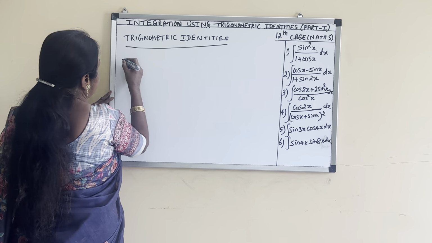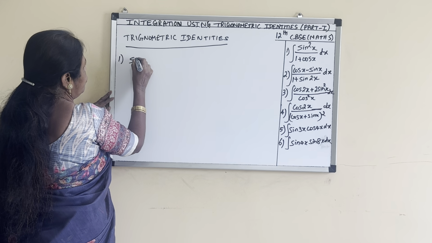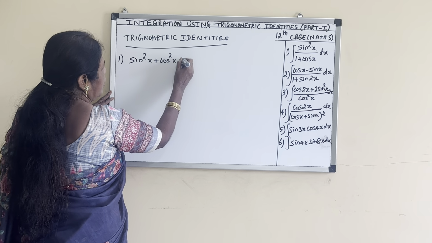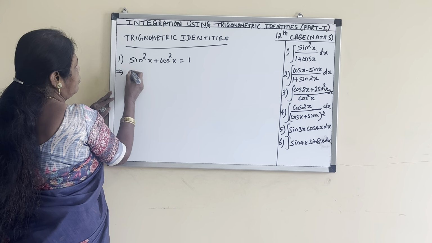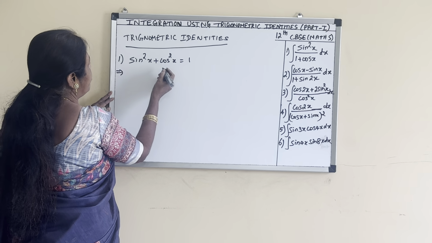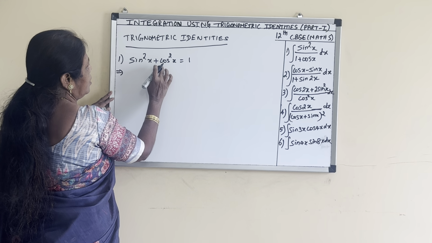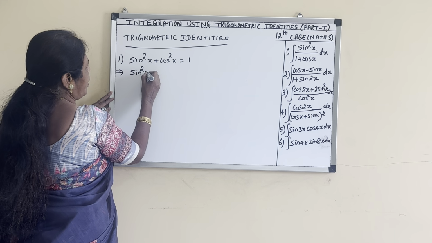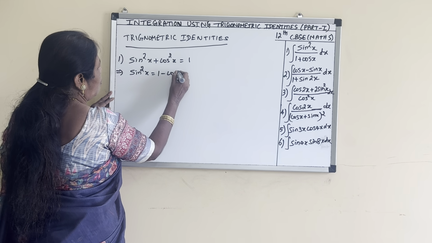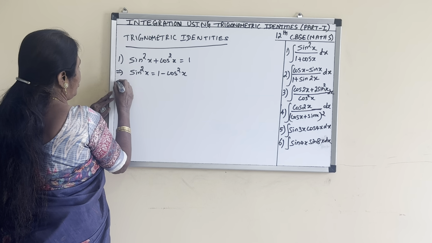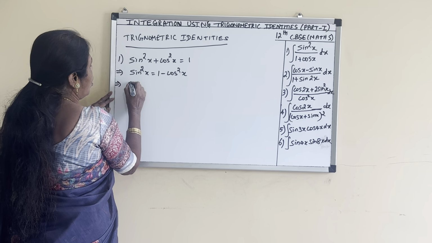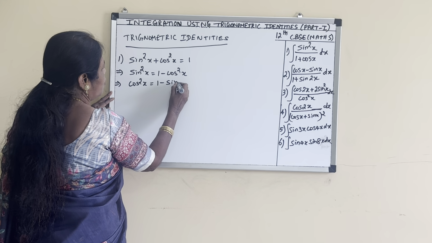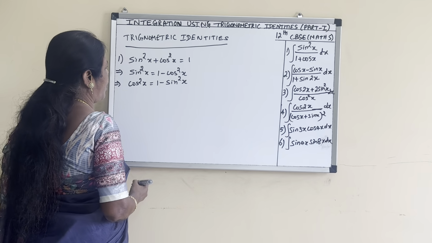The first identity is sin squared x plus cos squared x is equal to 1, which implies from this we will be getting another formula, keeping sin squared x this side, sending cos squared x that side, which gives another formula, sin squared x equal to 1 minus cos squared x. And one more formula, keeping cos squared x this side and sending sin squared x that side, it will be cos squared x equal to 1 minus sin squared x.